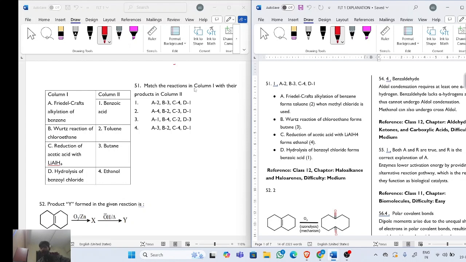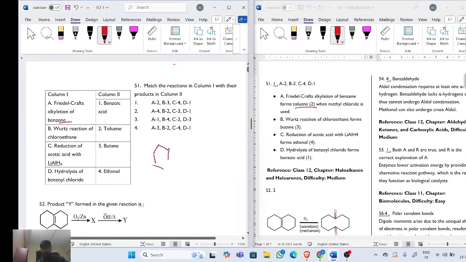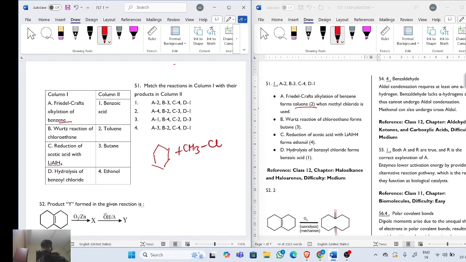Okay, so let's start. The first question is a match the following question. Here is column 1 and column 2. First is Friedel-Crafts alkylation of benzene gives... We know that using Friedel-Crafts alkylation of benzene, toluene can be formed by using the reactants benzene plus CH3Cl, and the reaction is Friedel-Crafts alkylation, and this will give toluene.